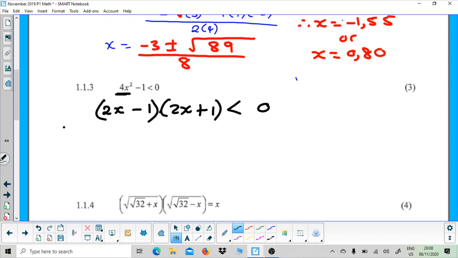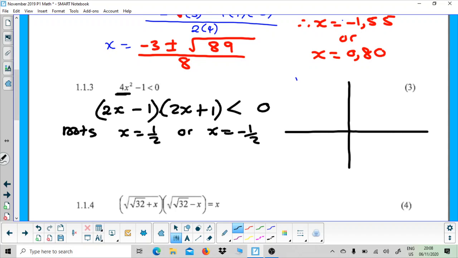So after you factorize like this, you're ready to get your roots. To get your roots, you just equate the brackets to 0 and solve. So it means your x is equal to +1/2, or your x is equal to -1/2. Now from here you go to your quadratic, the graph itself. So you're going to put it on a graph. Let's do it quickly like this.